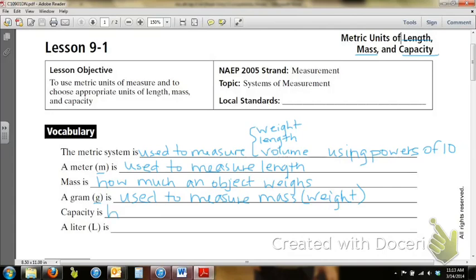Capacity is how much an object can hold inside. Like volume. And in the metric unit system, we use liters, which gets abbreviated with a capital L because a lowercase l looks like a 1. So they use a capital L. So a liter is used to measure volume, or capacity.